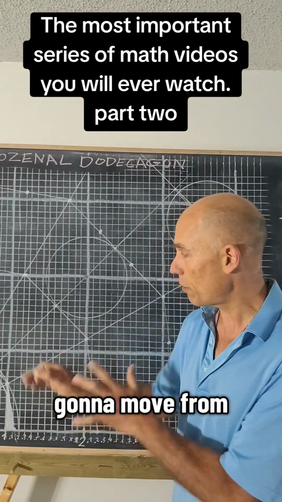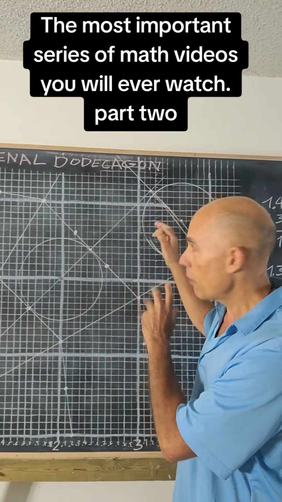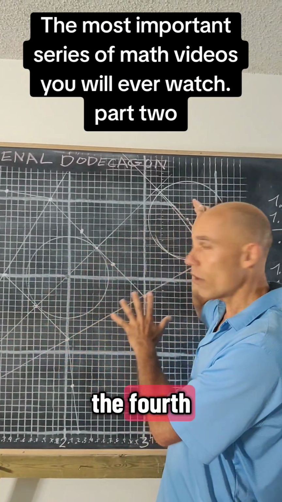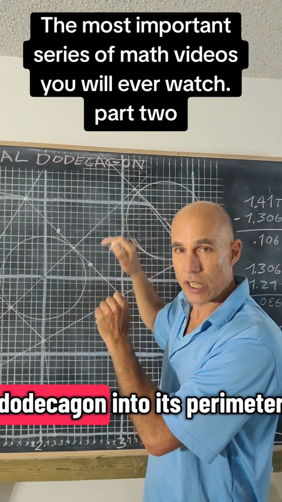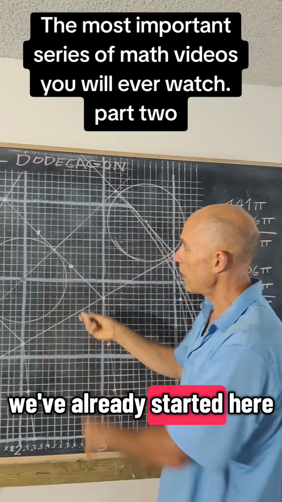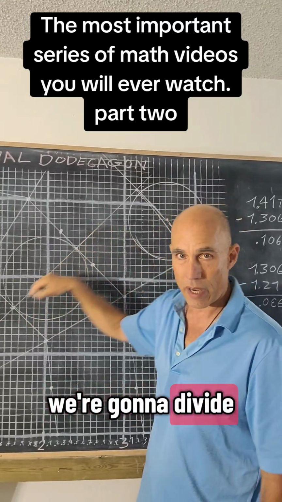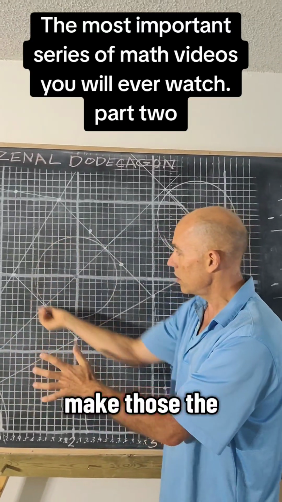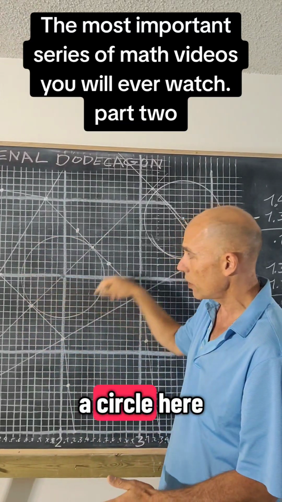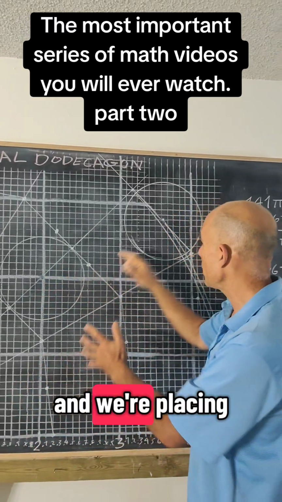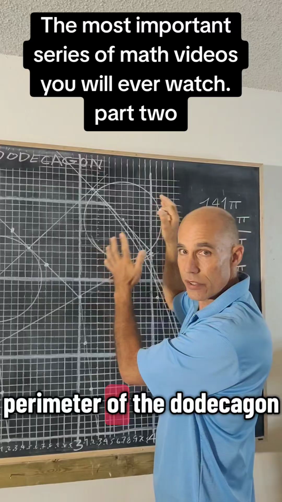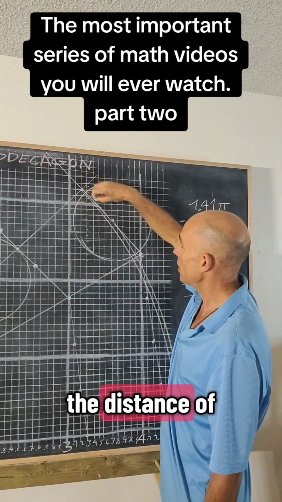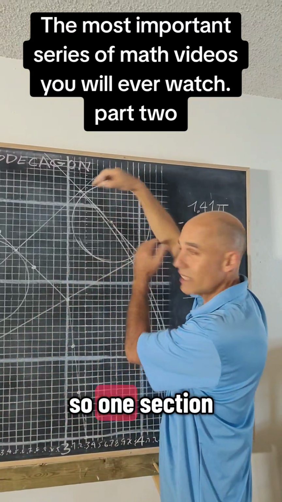So now we're going to move from the first ring to the fourth ring, and we're going to go through the process of dividing the diameter of the fourth ring of the dodecagon into its perimeter. You can see we've already started here. We've created a circle. We're going to divide that diameter into sections of 0.96, and we're going to make those the diameter of circles. So we have a circle here with the diameter of 0.96, and we're placing it on the perimeter of the dodecagon. And we're doing so in such a way we're traveling from this point along the distance of 0.5 root 2, so one section of the dodecagon.